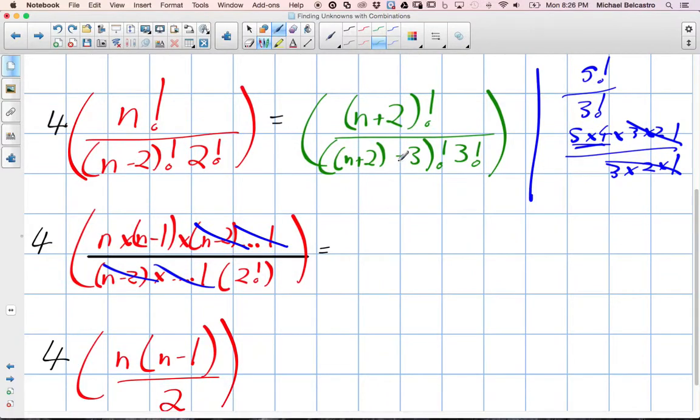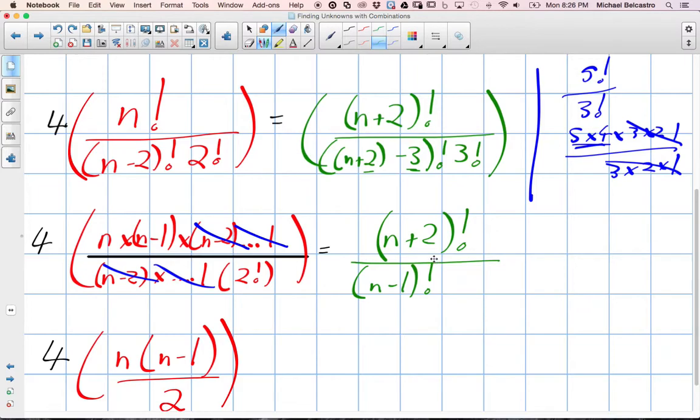Our right side is a little different. Let's see what we can figure out. The top will still be n plus 2 factorial. We're not quite sure how it's going to help us yet. On the bottom, you have n plus 2, and we can drop the brackets, minus 3. The 2 and the 3 are like terms, so positive 2 and negative 3 is negative 1. So this bracket will be n minus 1 factorial.